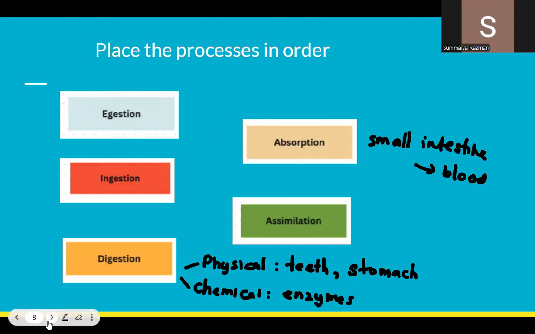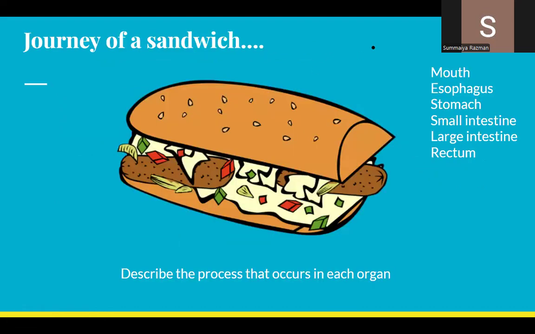So let's take a look into the journey of a sandwich. Remember, all these processes start in your mouth, where you have your teeth. So you have to describe this process. You can talk about physical digestion using your teeth, the incisor, the canine, the premolar and molar, to break down those food into smaller pieces.